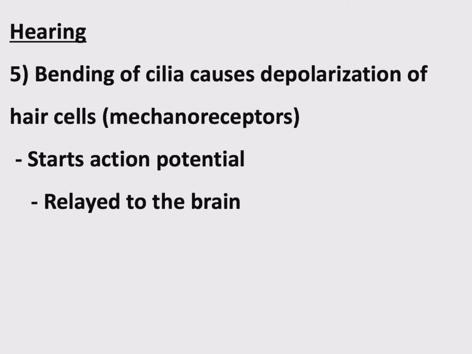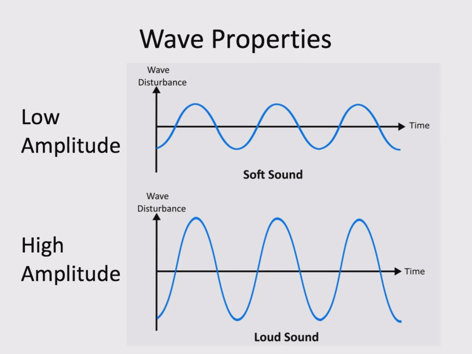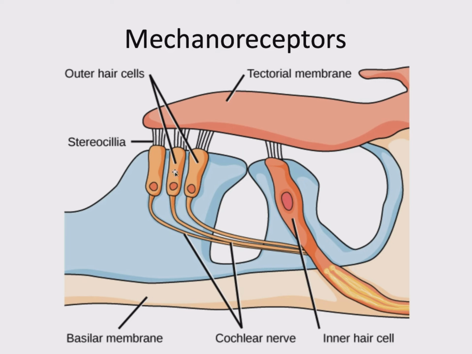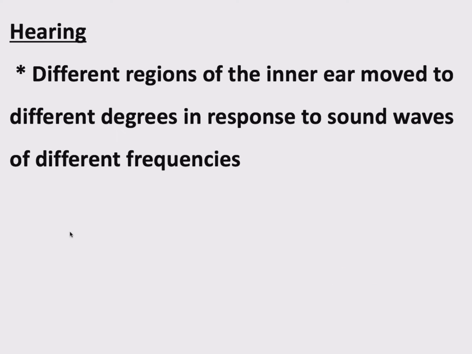Now, this makes it seem very straightforward, but as I said just a few slides ago, there are all different types of sound: amplitude, frequency, all of this stuff. There are different hair cells located in different parts of this cochlea. So here's the short version of this. Different regions of the inner ear are moved to different degrees in response to sound waves of different frequencies. So that is what is going to allow us to distinguish between a high pitch and a low pitch. Just different regions are being moved, and so different neurons, different receptors are being stimulated.